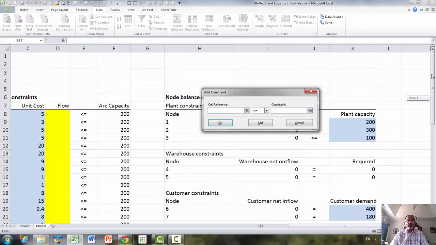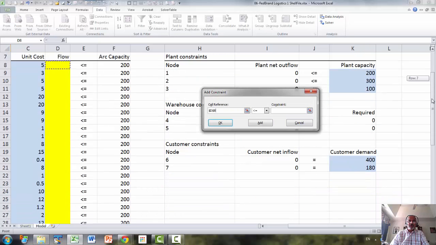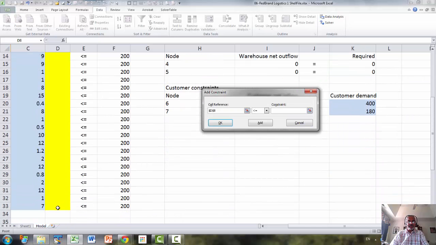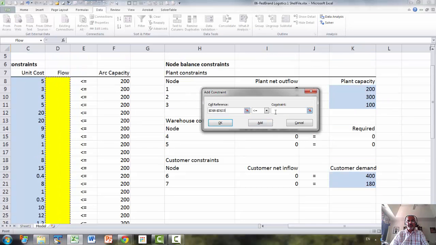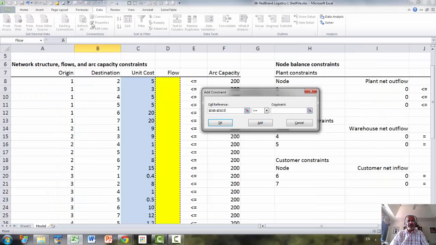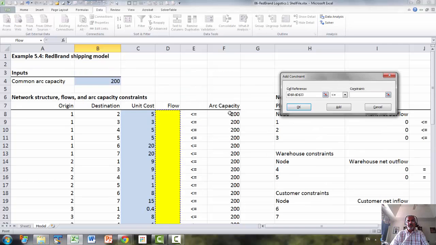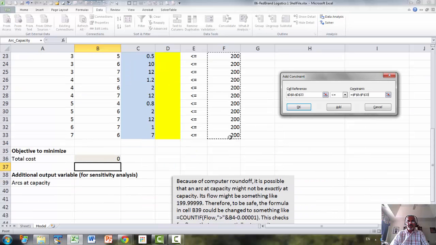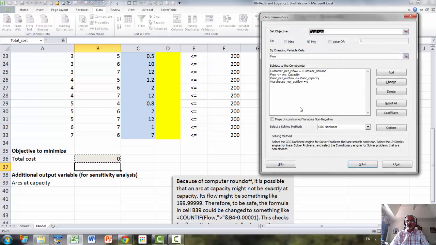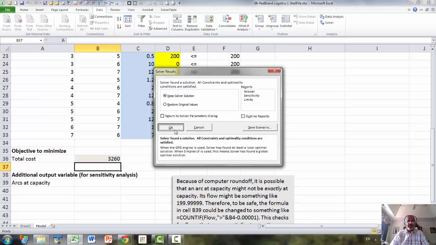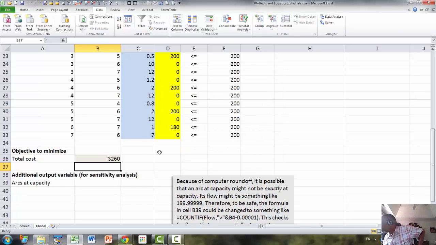In addition, we have one more, which is the flow must be less than or equal to the arc capacity. We can enter the common arc capacity as the right hand side from here, or we can enter this entire column. Click OK, make non-negative, simplex, and then solve, and we have the answer.